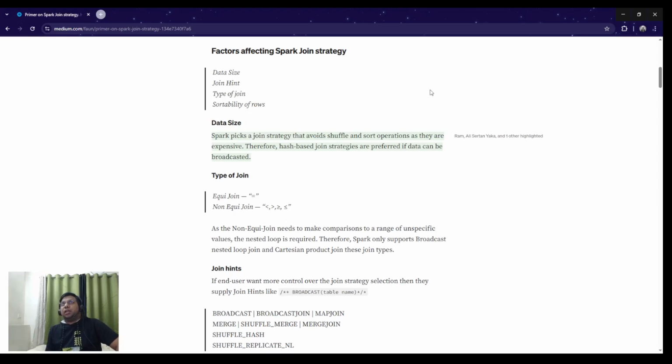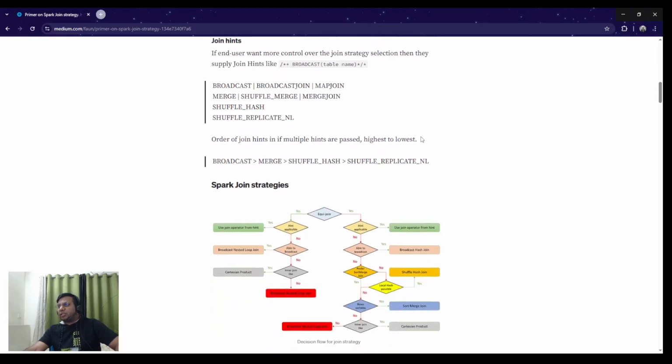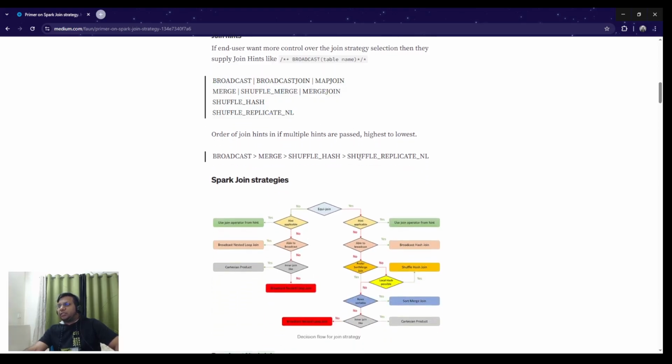For example, if we have an equality statement, it might use a sort merge join or a shuffle hash join. But if we have greater than or equal to or something, there we have to loop through all the rows to find out whether certain elements are greater or smaller. So in those cases, the join strategy will be different. Then, as I mentioned, join hints: we give join hints, and then that takes precedence.